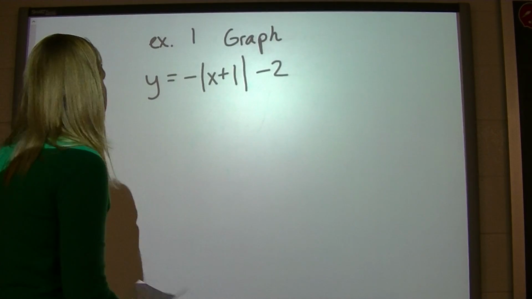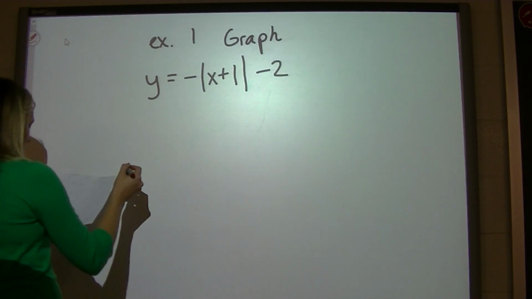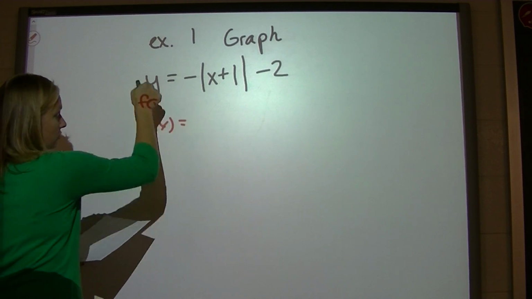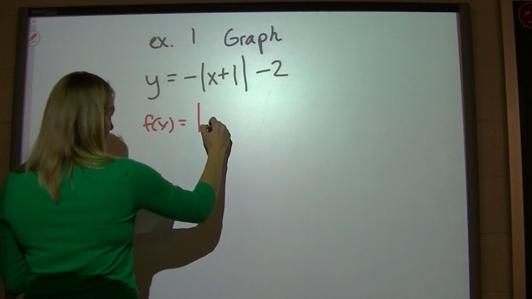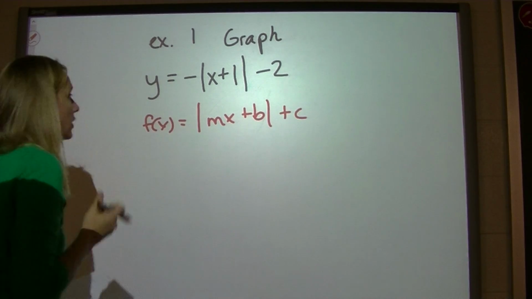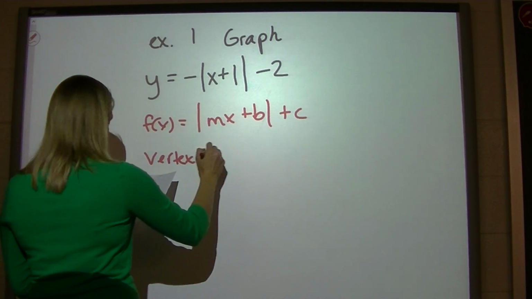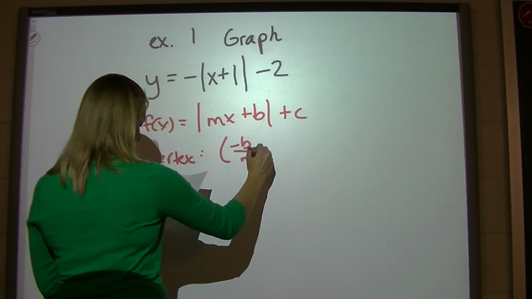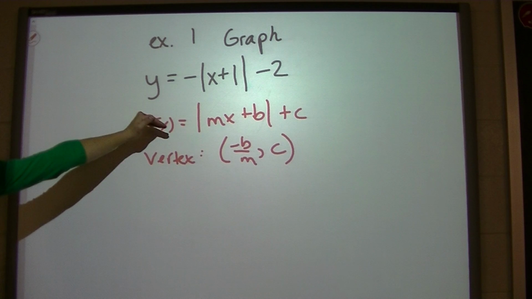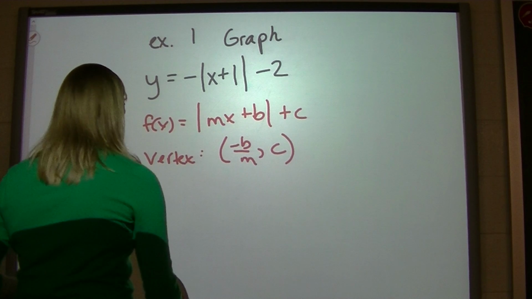So to find your vertex, first off, you have to know your standard form, which is f of x, which we know is just function notation for y, equals m times the absolute value of x plus b, plus c. Okay, so using this, our vertex, which again you already have written down, is negative b over m, c. So using my standard form of an absolute value function and my vertex here, I can find my vertex.